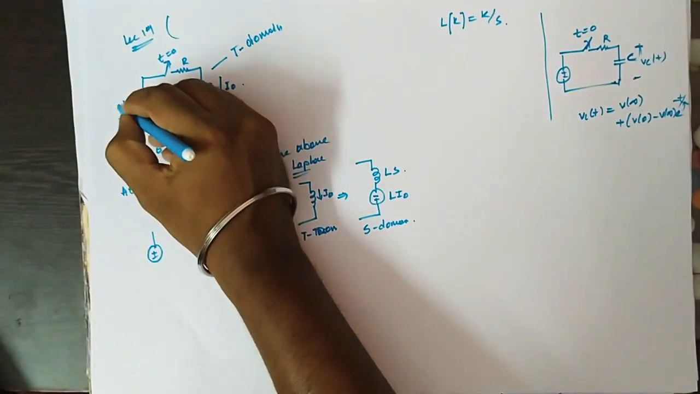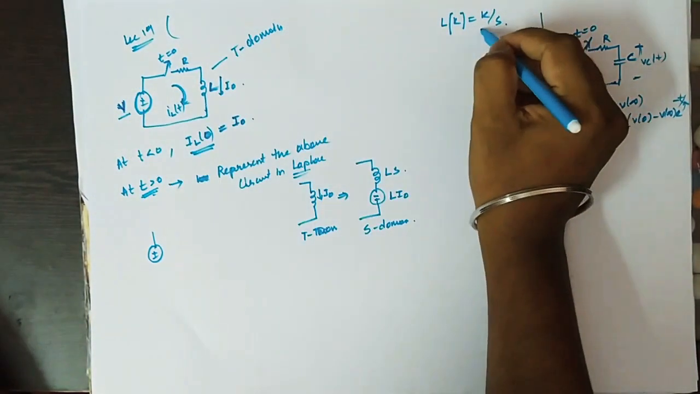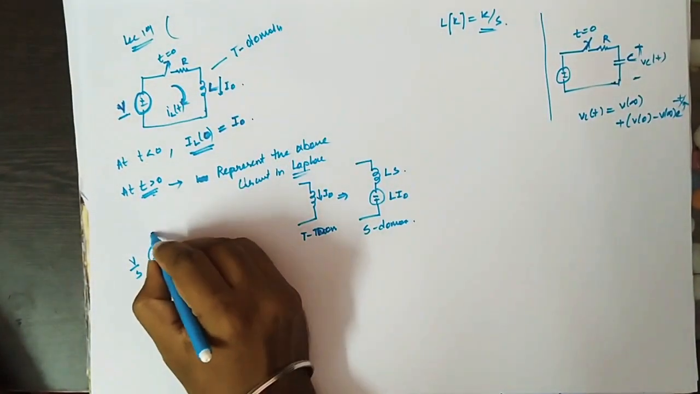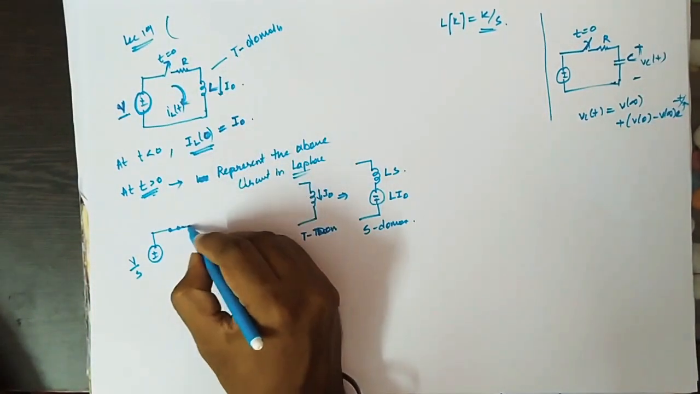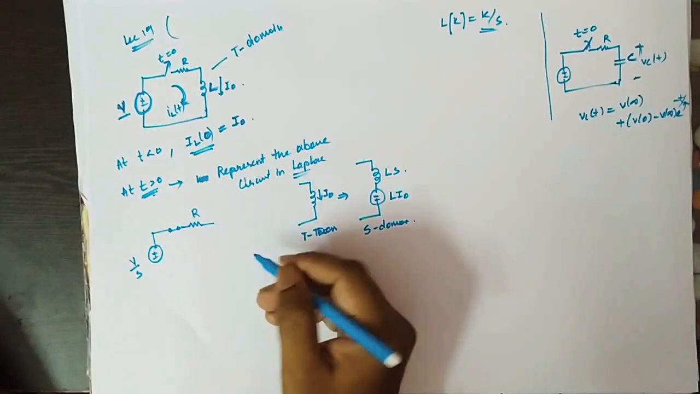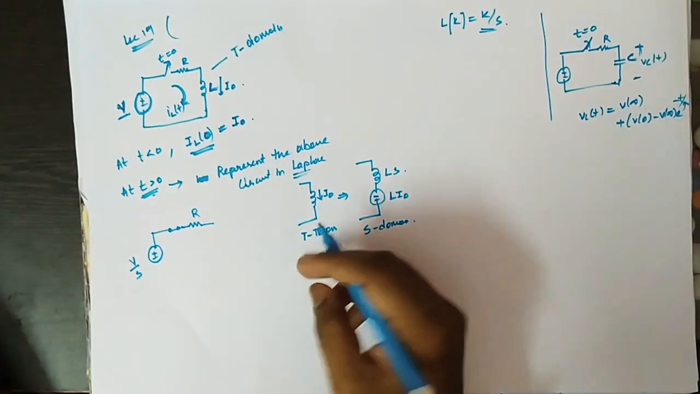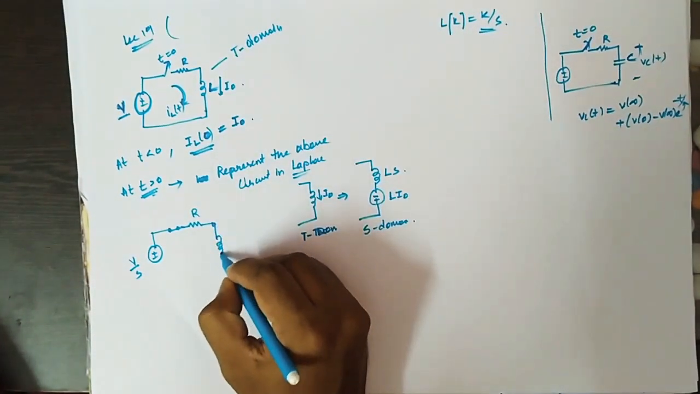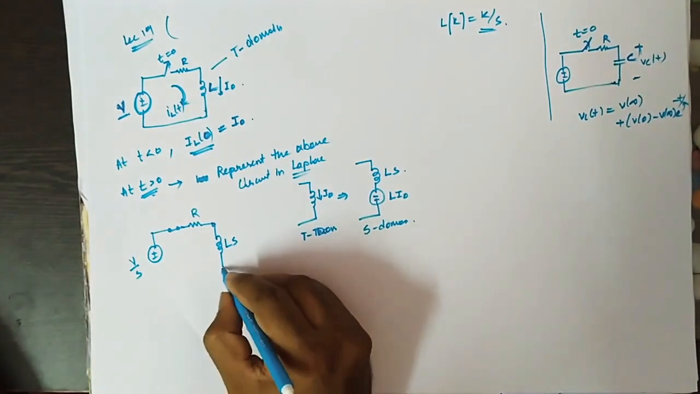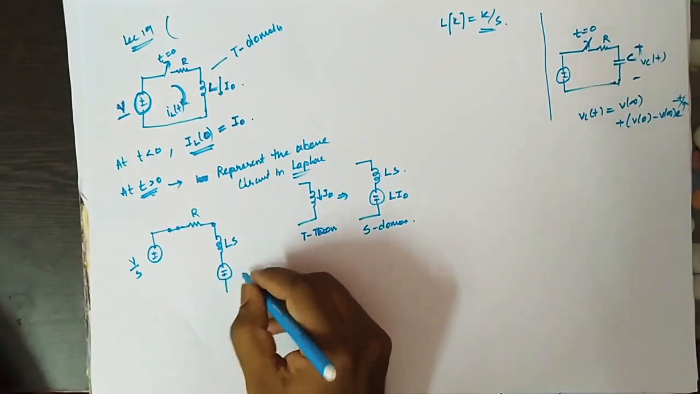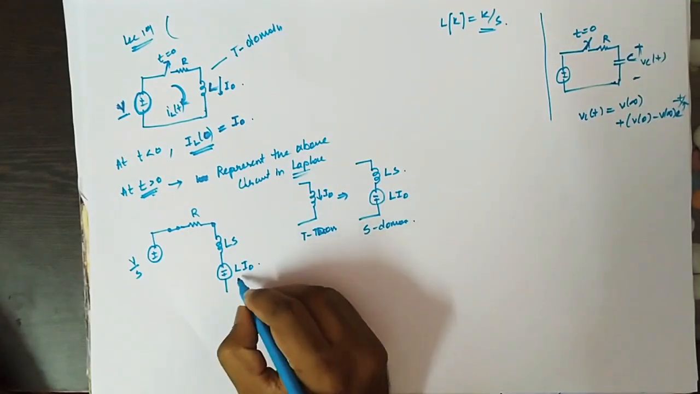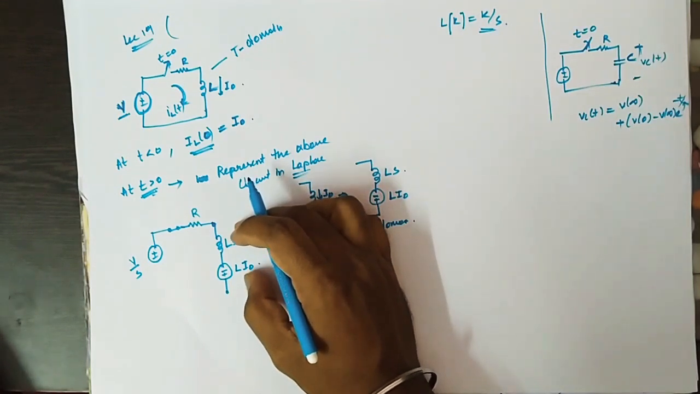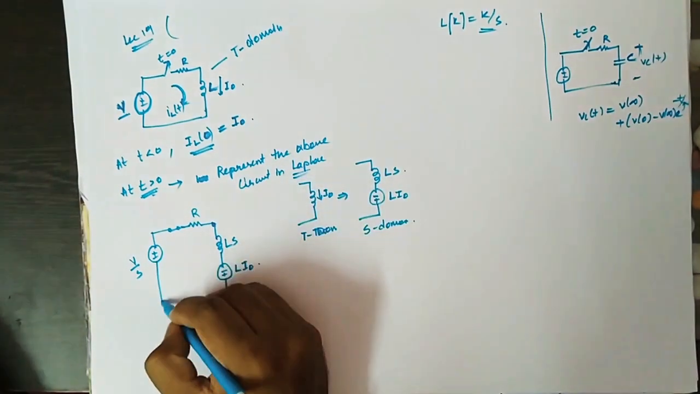Representing each element in the Laplace domain: the voltage source is a constant voltage, and Laplace of a constant is k by s, so we represent it by V by s. The switch is on at t greater than 0. The R is represented the same, since R is equal in both the time domain and the Laplace domain. Now the inductor is represented like this, so you have to remember L I0 and Ls. How we replaced the inductor in the Laplace domain we dealt with before, so I am giving this directly.